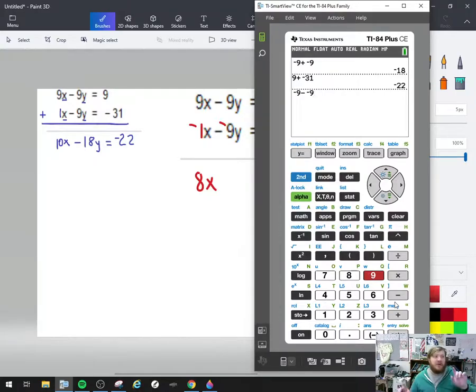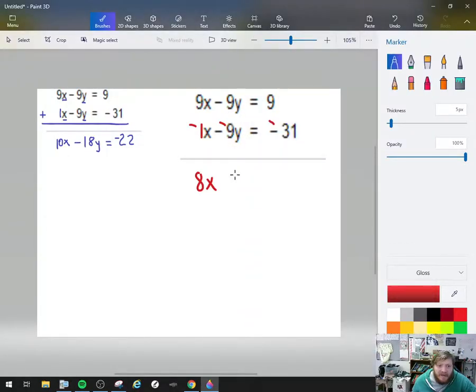And notice how I used the two different words, minus and negative, because they're different things. 0. So the y's actually cancel out to 0, and I don't even write them anymore because they're gone. And the 9 minus negative 31 is the same as 9 plus 31, so we get 40.